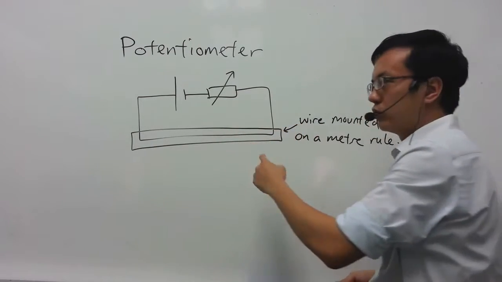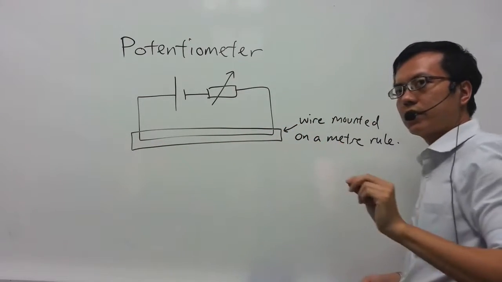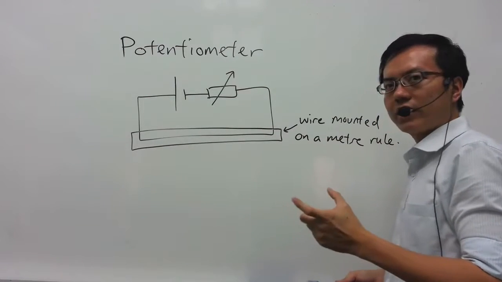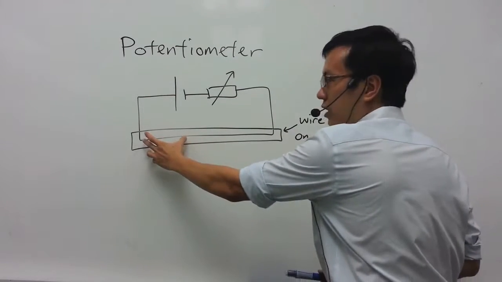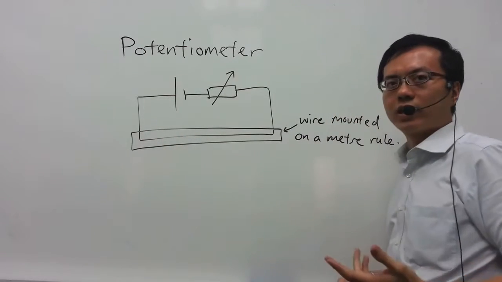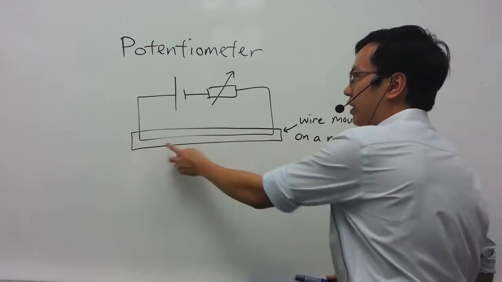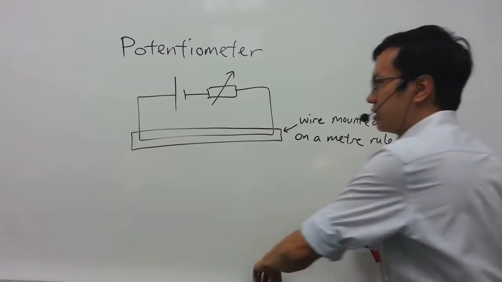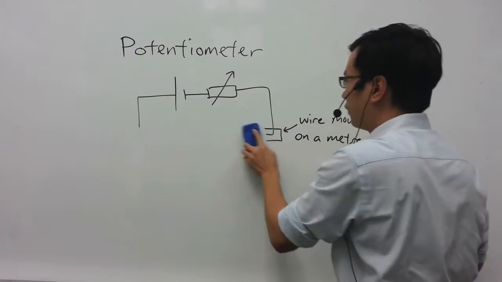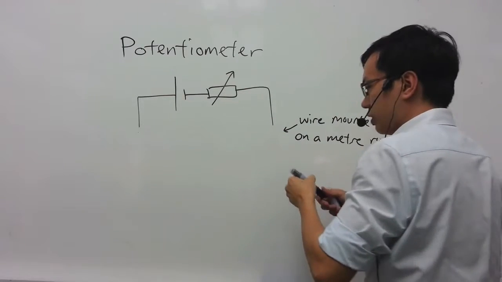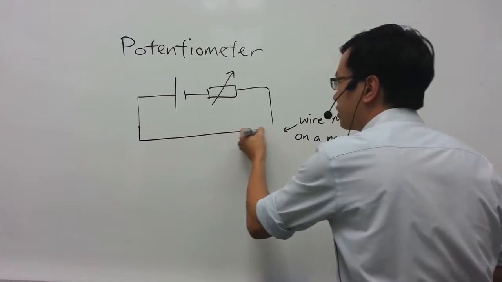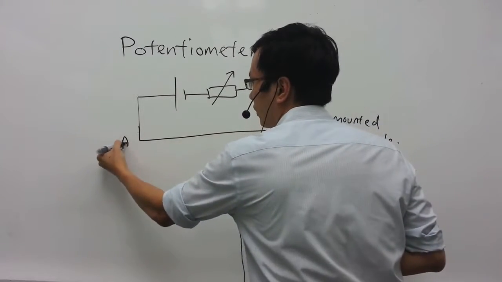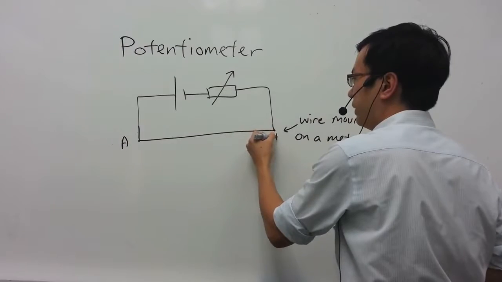There is also usually a straight wire that's mounted on the meter rule. The resistance of the section of wire that we'll use is proportional to the length of the wire, so we're going to read off the length of the wire using the meter rule. So let's just clean the meter rule off. Very often the potentiometer is not drawn with the meter rule, so the wire is just represented by a single straight line. Let's call one end of the wire A and the other end B.